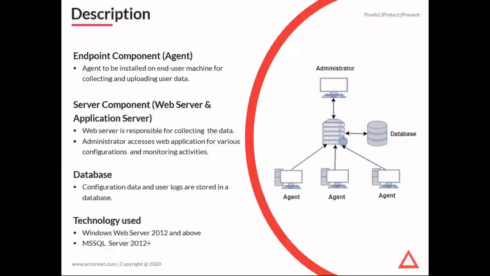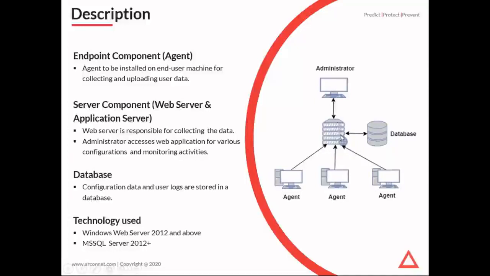Now this is the architecture of the UBA solution. As you can see, if you can see my mouse movement, these are the agents that are installed on the end user machine. Currently we support only Windows operating system as the endpoints. So my UBA agent is a Windows based agent, which gets installed on the end user machine and is continuously communicating to the UBA dashboard or the UBA application server.